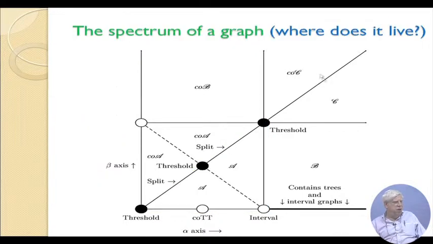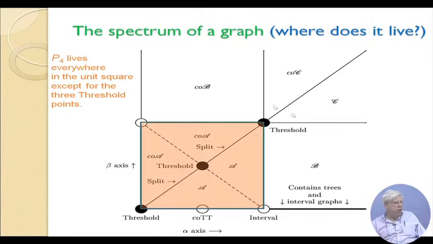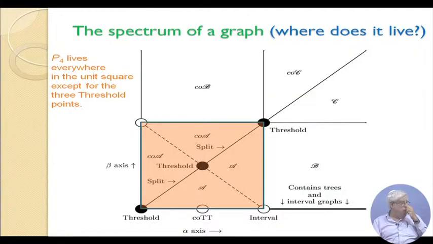Or you could say, where is the spectrum of a graph? Where does it live? So where does P4 live? Well, P4 lives everywhere in this unit square, except on the threshold dots, right? Because P4 is not a threshold dot. So you can show that except for those dots, you got P4s running around like crazy.